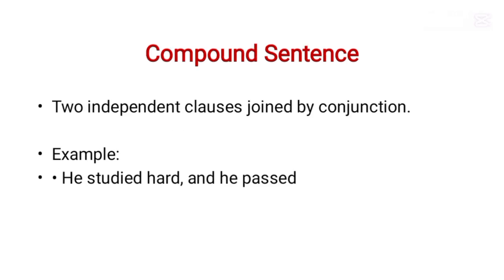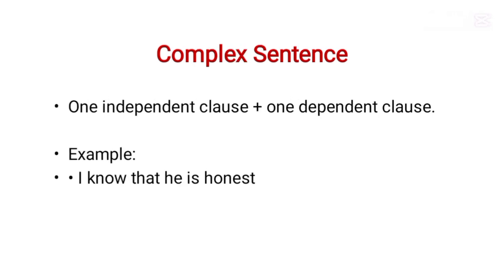The second one is compound sentences. A compound sentence has two independent clauses joined by a conjunction. For example, he studied hard and he passed. Common conjunctions are and, but, so, yet, etc. The last one is complex sentences. A complex sentence has one independent clause and one dependent clause. Words like that, because, although, when, and who usually indicate complex sentences. For example, I know that she is honest. Here the word that indicates the complex sentence.